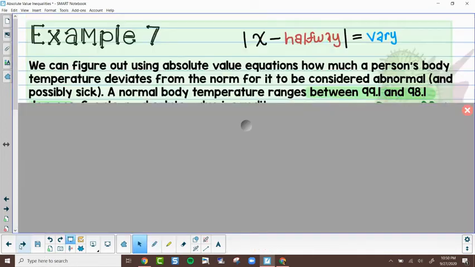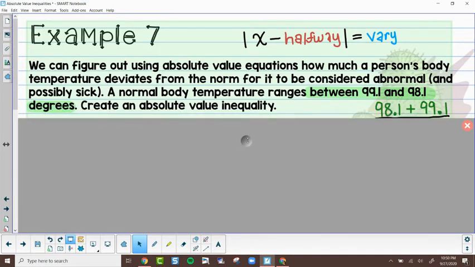Okay, so the last couple of ones, less math, more writing. Here we're going to try to write an absolute value inequality dealing with persons being sick, dealing with body temperatures. Normally it ranges between 99.1 and 98.1. So pause the video and try to write this as an absolute value inequality using what we saw in the previous video.